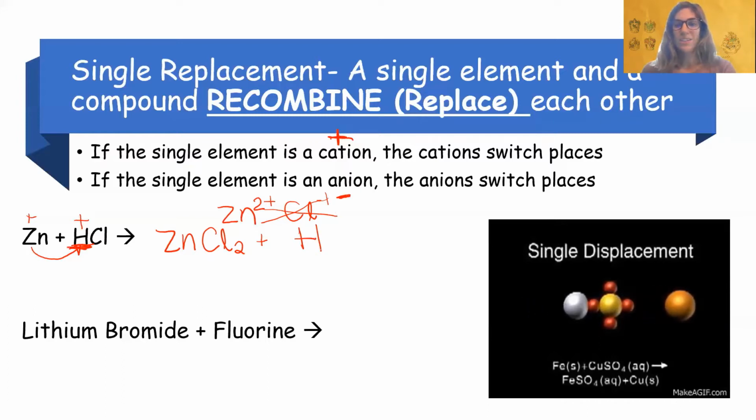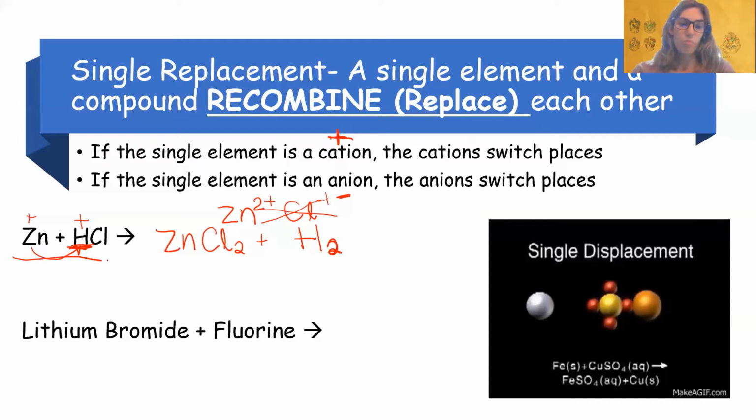Go back, ask yourself, is hydrogen, the single element, a diatomic? Hydrogen is, so I'm going to put a 2 subscript. We only need that 2 subscript if it's diatomic. Otherwise, it can exist by itself.